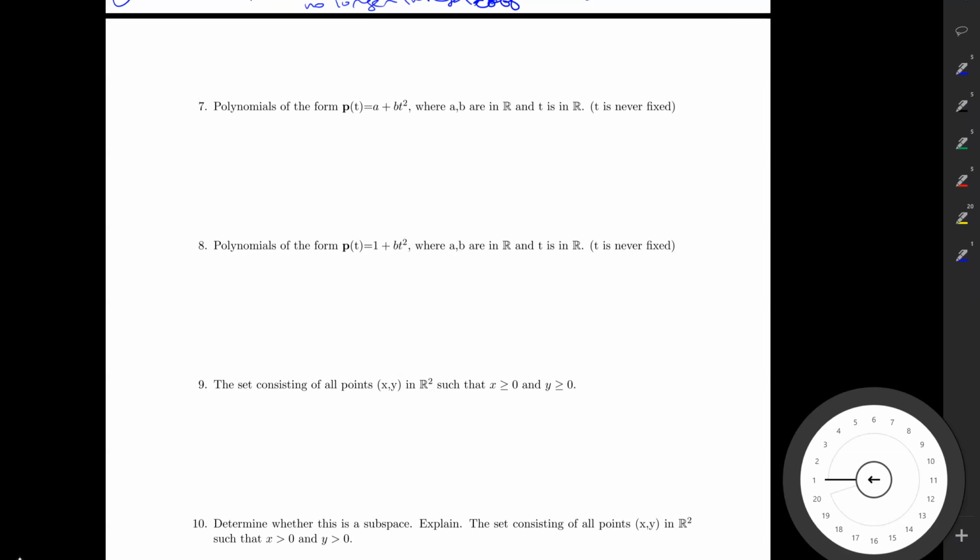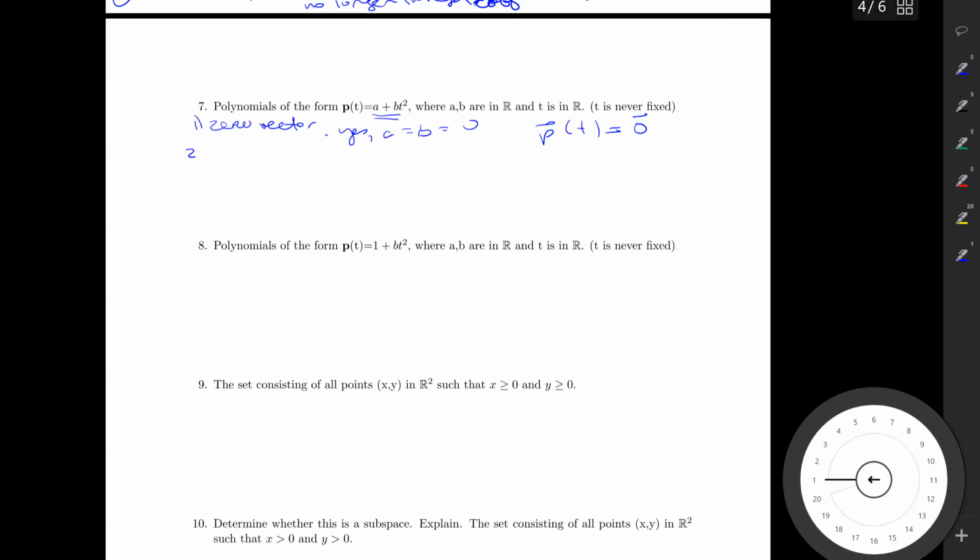All right, so now we have polynomials that look like this: A plus bt squared. Okay, so first off, to find out if it's a subspace, does it have a zero vector? Yes. I can let A and B equal 0, and that will give me P of t equaling the 0 vector. So I'm allowed to set A and B, but not t, correct?